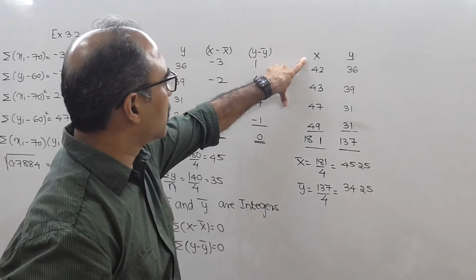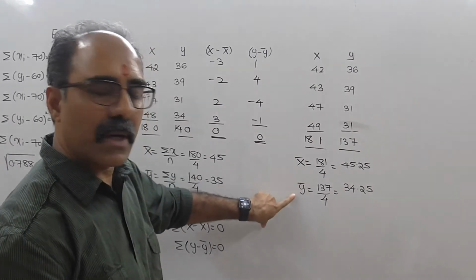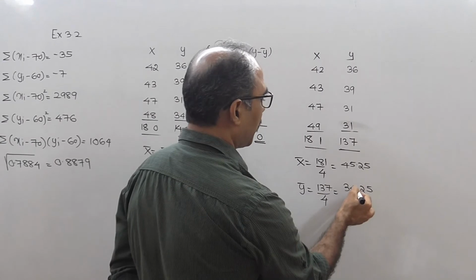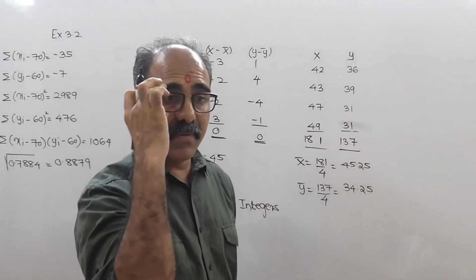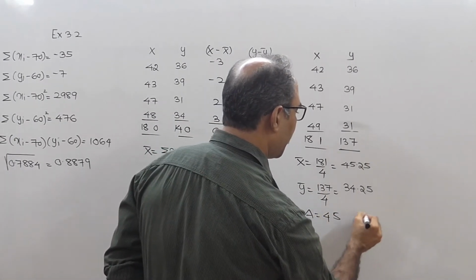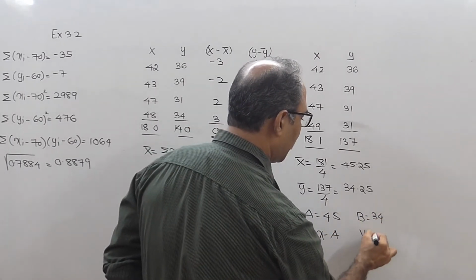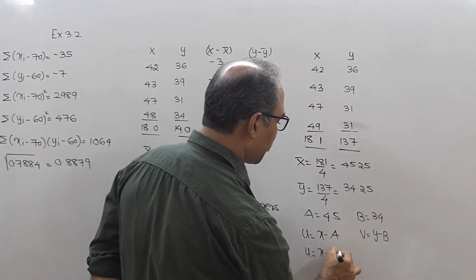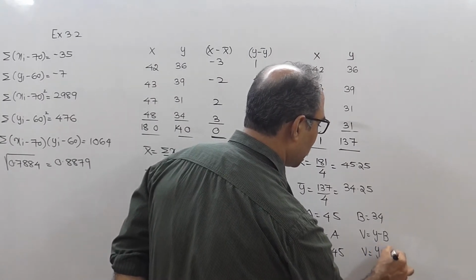Let's take another example. The values of x and the values of y are given. I find x bar and y bar. X bar I am getting 48.25, y bar I am getting 34.25. They are non-integers. In the previous exercise when we had non-integers, we made an assumption that a equal to 45 and b equal to 34, wherein u equal to x minus a and v equal to y minus b. So u is x minus 45 and v is y minus 34.